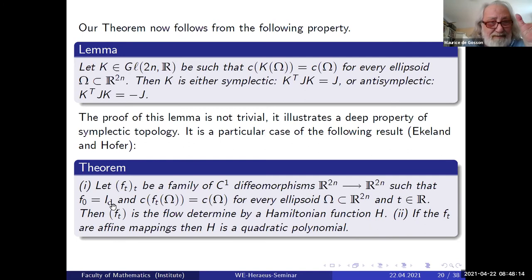If we take a family f_t of C1 diffeomorphisms of R^2n, such that f_0 is equal to the identity, and such that the symplectic capacities of all the f_t(omega) are the same for every ellipsoid omega, then f_t is a Hamiltonian flow. So I don't even have a linear statement here. I state that this is true in all cases. And if the f_t are affine mappings, then H is a quadratic polynomial. This is the key to the general definition of chalkboard motion. This really shows that however you deform an ellipsoid into other ellipsoids using a flow, this would be a Hamiltonian flow.